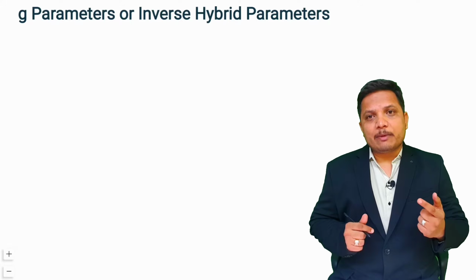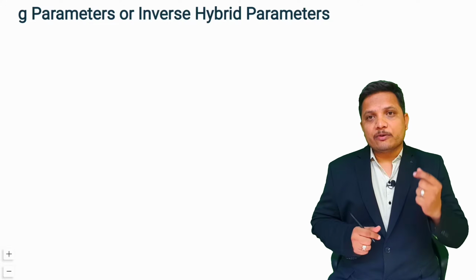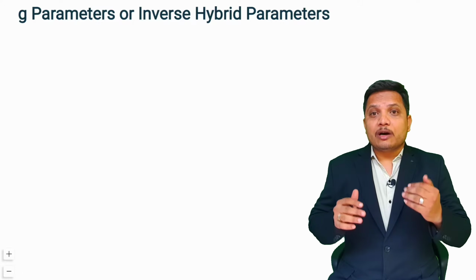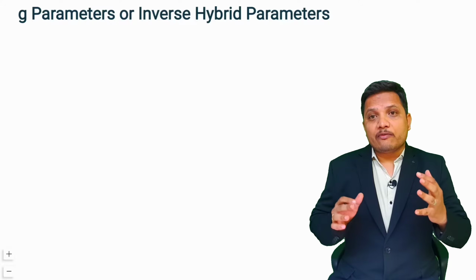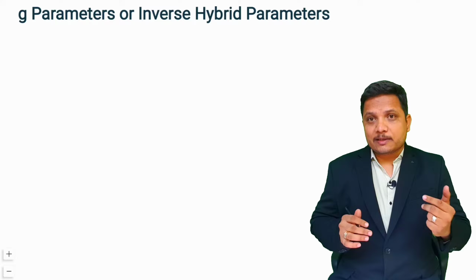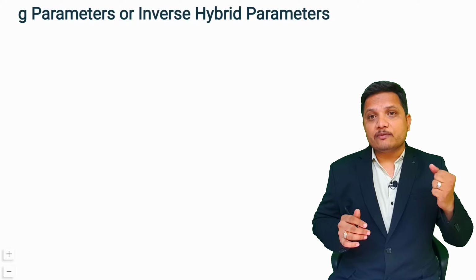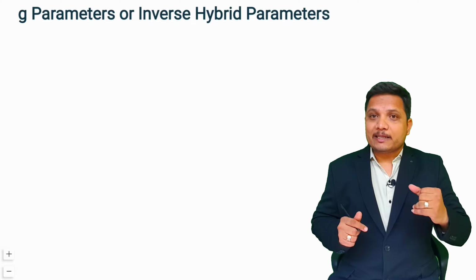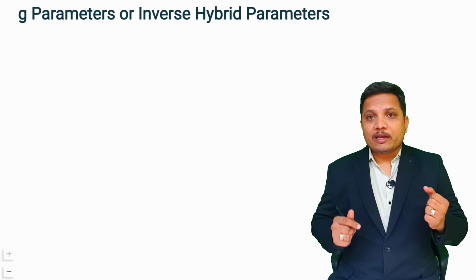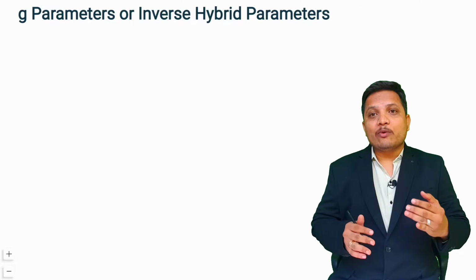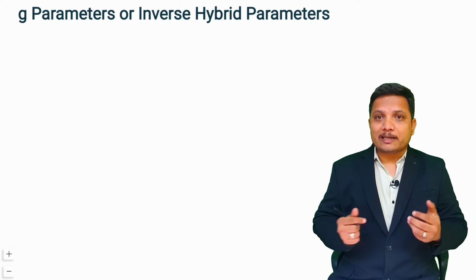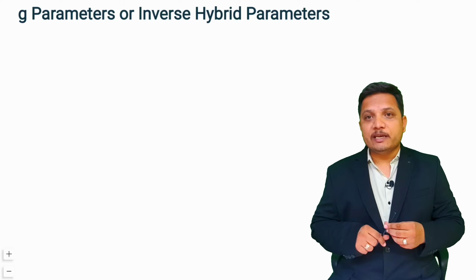Now, to explain the G parameter, here is what I'll cover in this video. First, I'll explain the applications of the G parameter. After that, I'll explain how we model the G parameter in a two-port network with its equations. Then I'll tell you how to measure the G parameter. After that, I'll explain how we can make an equivalent circuit of a two-port network using the G parameter. And at last, I'll tell you how we can convert the G parameter into the H parameter and vice versa. So let us start with the first agenda, the applications of the G parameter.